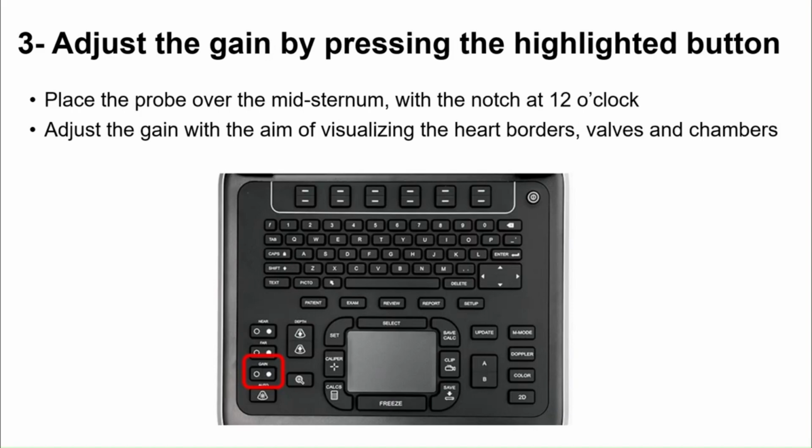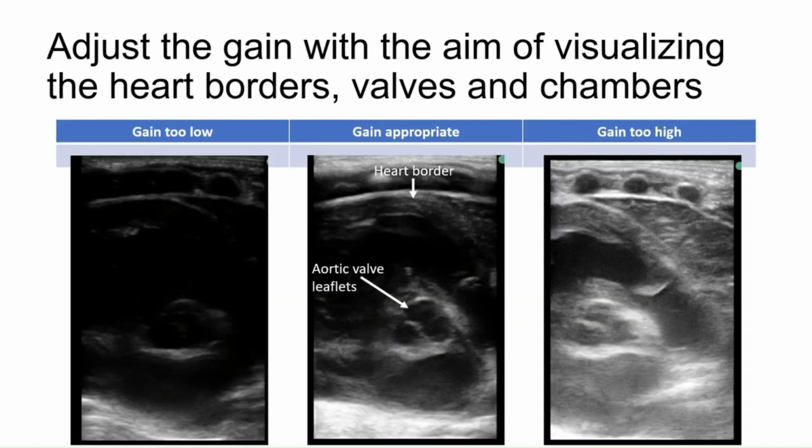The picture on the left is an ultrasound image of the same anatomical section. Next, to adjust the gain, place the probe over the mid-sternum with the notch at 12 o'clock. Then press the highlighted button on the keypad to adjust the gain. These 3 pictures demonstrate the differences between too little and too much gain. The aim is to visualize the aortic leaflets, heart borders, and heart chambers as seen in the middle picture.